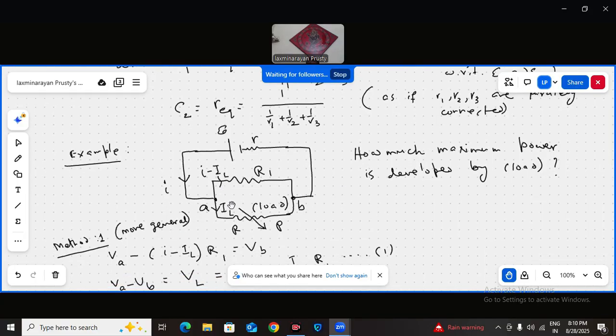There are two methods. Let's say our aim is to write VL. VL means VA minus VB, which is C1 minus IL C2. This is my IL. IL is the current to the load. Then the total current, let's say, is I. So this must be I minus IL. Finally, together both the currents will make it I.